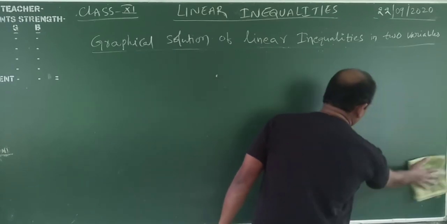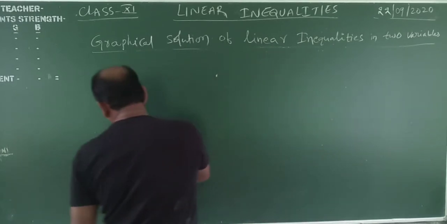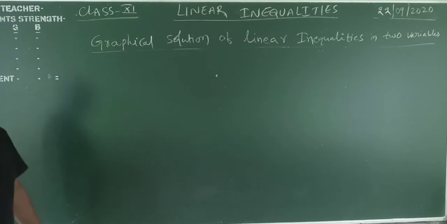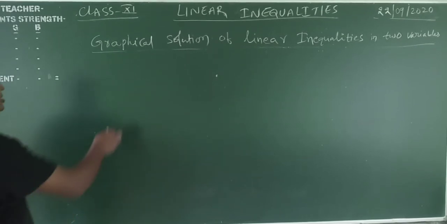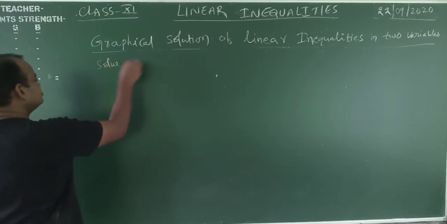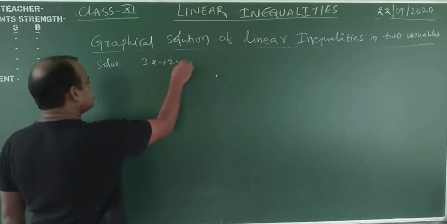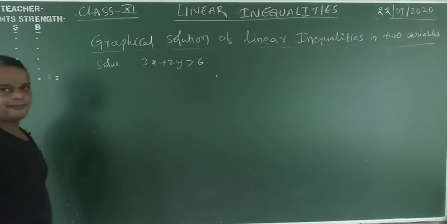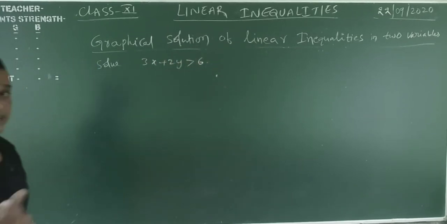Don't tense. Okay, now we are going to the next problem. What is the next problem? Suppose 3x plus 2y is greater than 6. Solve 3x plus 2y is greater than 6 graphically. Already I explained this before.